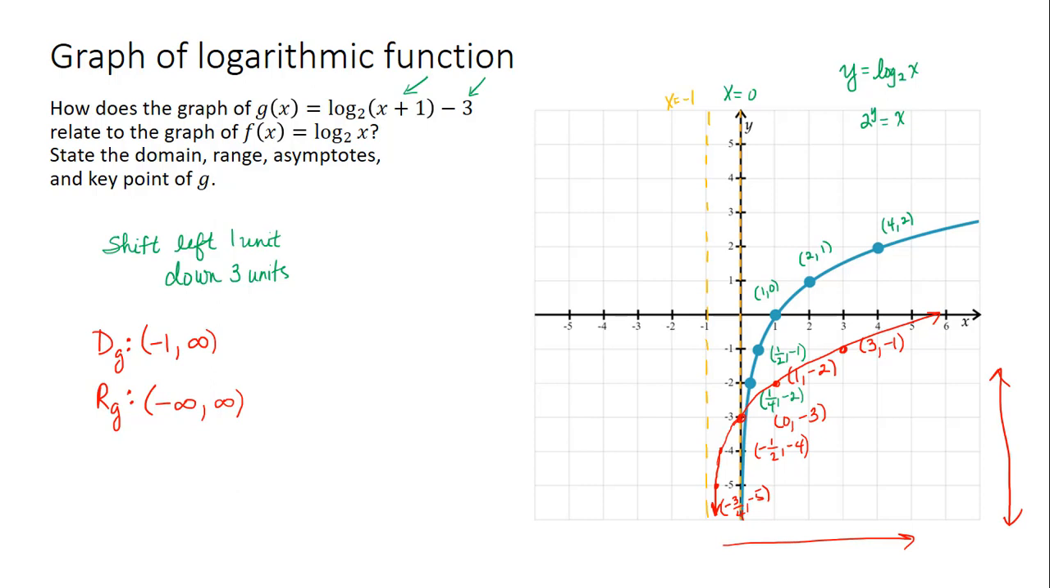The asymptotes, we've already talked about this. We have a vertical asymptote at x equals -1. And then the key point of g is how we move this point (1, 0). And so that key point shifted from (1, 0) to (0, -3).